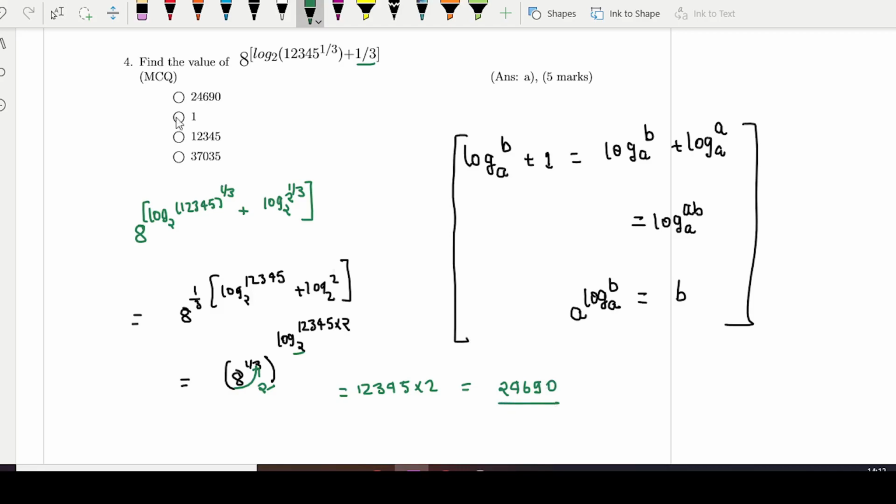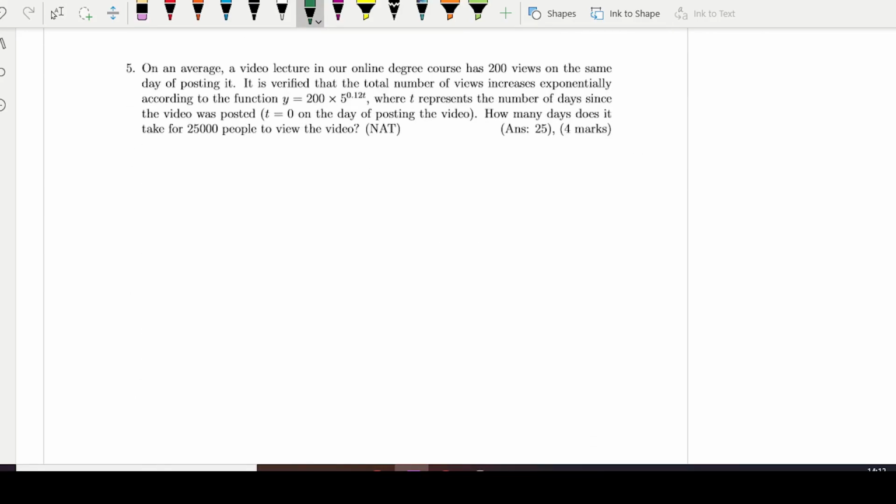So in this particular case, option A is correct. The fifth one is: on an average a video lecture in our online degree course has 200 views on the same day of posting it. It is verified that the total number of views increases exponentially according to the function given by 200 times 5 to the power 0.12t, where t represents the number of days since the video was posted. The day of posting the video is taken as 0.